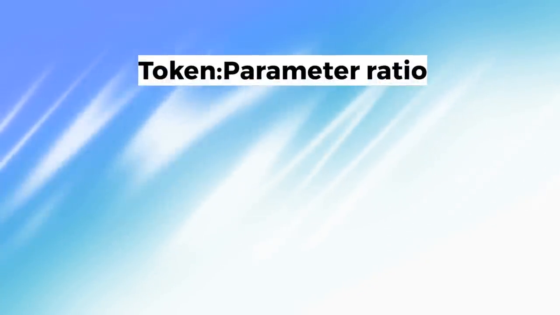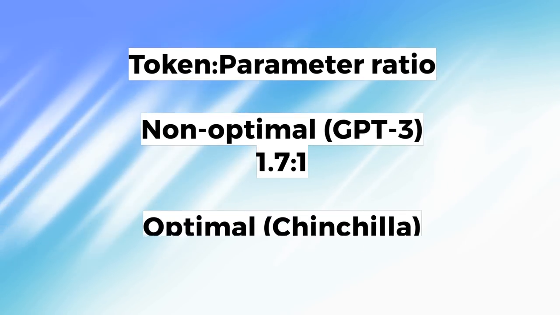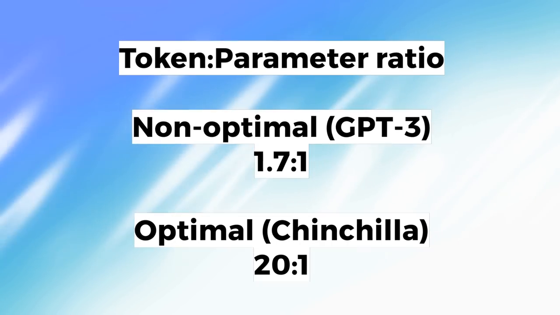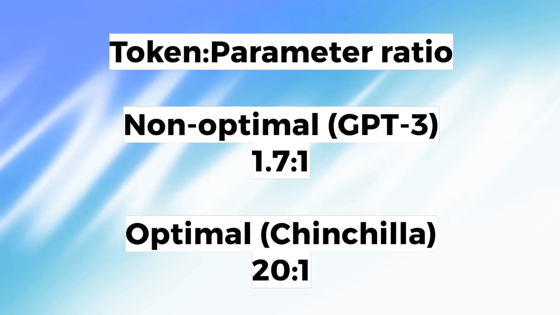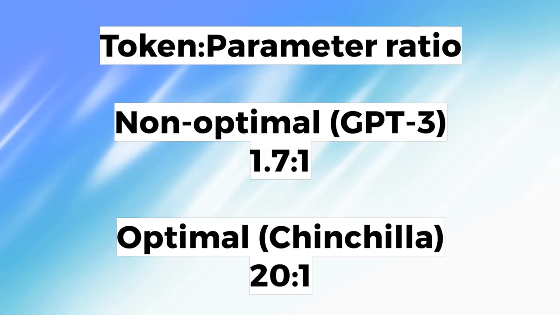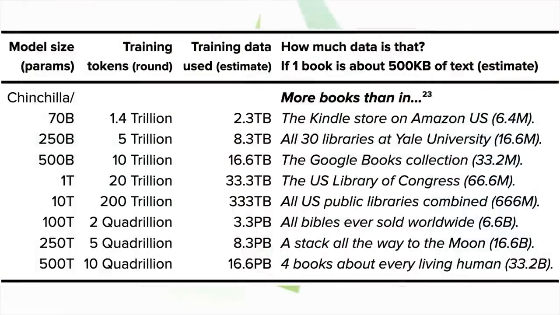Here's my translation of that into the plainest language I can find. This is my token to parameter ratio. The non-optimal training here is 1.7 tokens to one parameter. That was what we used for GPT-3. Everyone seemed to follow those scaling laws, but they were not quite correct. The new optimal and efficient scaling laws are 20 tokens per one parameter. And I've gone into detail, including visual examples of what this looks like in my mid-2022 AI report. So have a look at that.